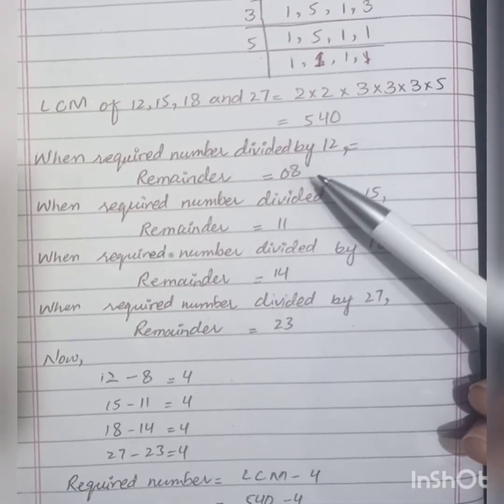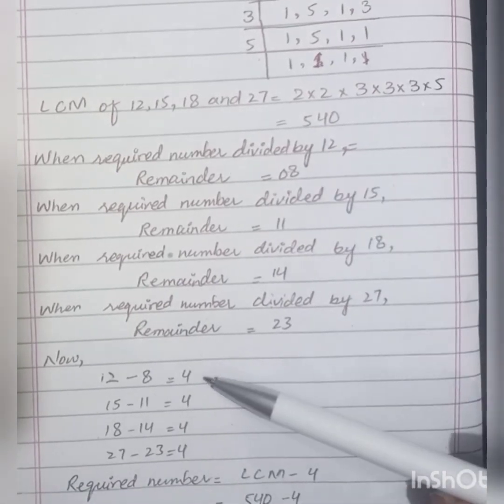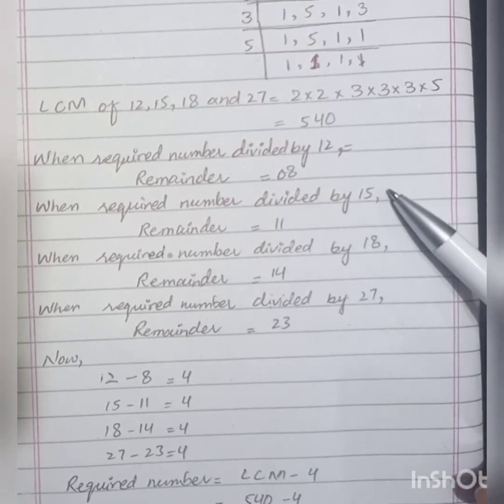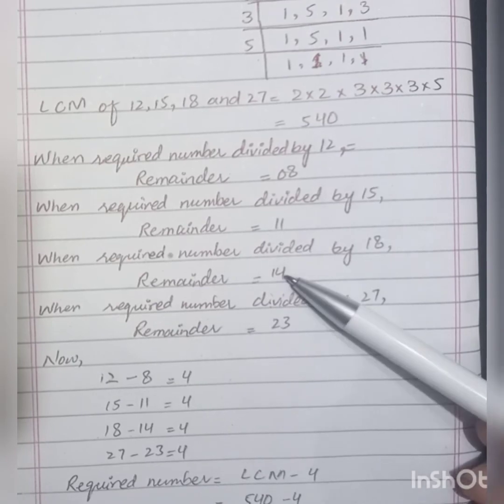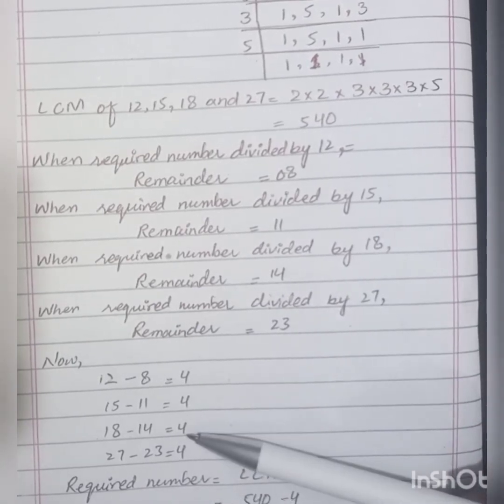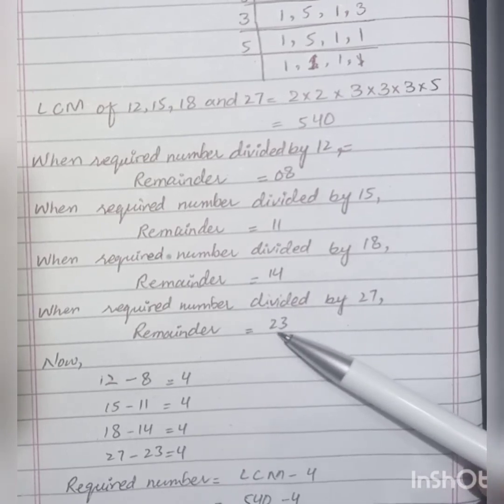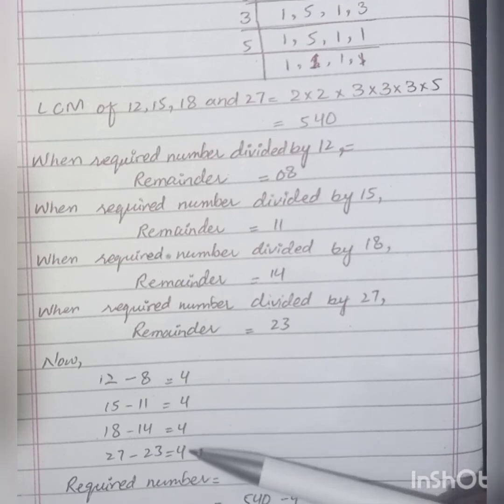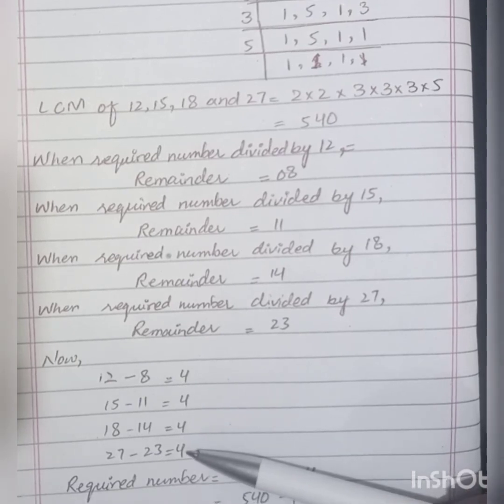Let's see that if we subtract 8 from 12, then the answer is 4, and if we subtract the remainder 11 from the divisor 15, then the answer is 4, and if we subtract remainder 14 from 18, the answer is also 4, and if we subtract remainder 23 from divisor 27, then the answer is also 4. You can see that here all the subtraction answers are 4.